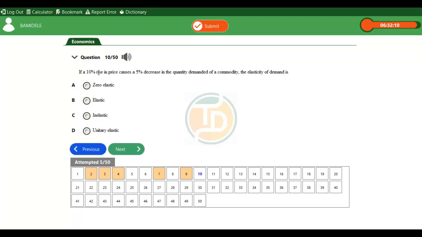So if you look at this, elasticity of demand measures the degree of responsiveness of demand to changes in price of the commodity. Now, let's look at the options. Option A talks about zero elastic. Zero elastic can also be referred to as perfectly inelastic. It means that irrespective of the price, the quantity demanded is constant. So the coefficient will be zero.